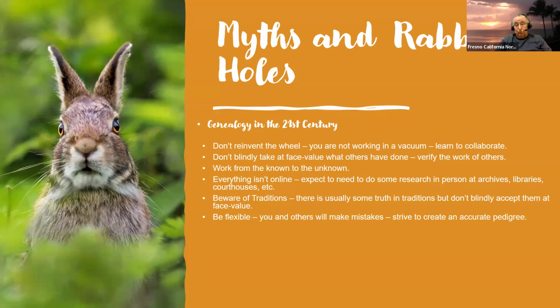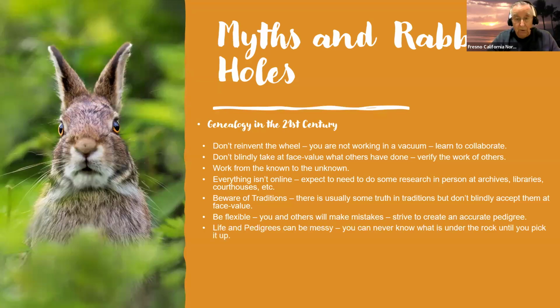Also, be flexible. You're going to make mistakes. Others are going to make mistakes. We don't have an eraser on the end of our pencil anymore, but we can erase things in Tree or in any program we use if we make a mistake. So just be willing to do that. Don't be so inflexible that, well, I thought I saw it, I thought that's what it was, that must be right. Also, life and pedigrees can be messy.